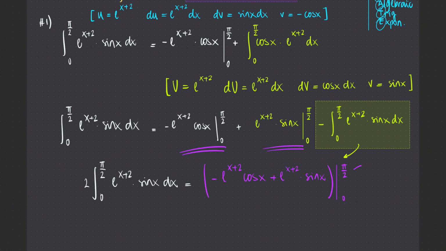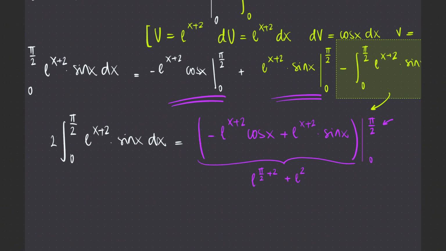Substituting the upper bound, we have negative e to the pi over 2 plus 2 times cosine of pi over 2, which is 0, plus e to the pi over 2 plus 2 times sine of pi over 2, which is 1. All of this minus negative e to the 0 plus 2, negative e squared times cosine of 0, which is 1, plus e to the 0 plus 2, e squared, times sine of 0, which is 0. So these guys disappear, and we have e to the pi over 2 plus 2 plus e squared.